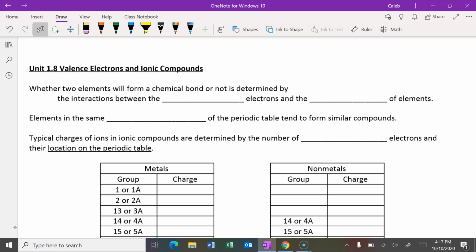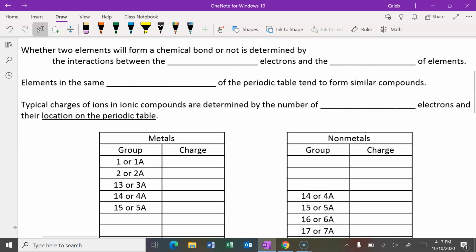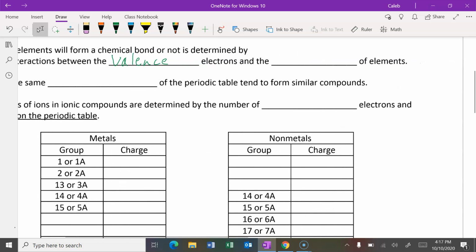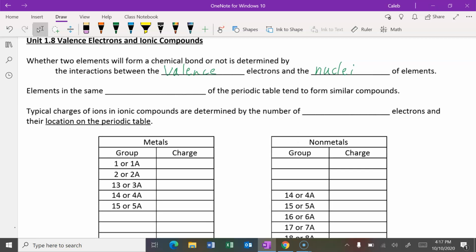Whether two elements will form a chemical compound or not, whether they'll form a chemical bond or not, is determined by the interactions between the valence electrons and the nuclei of elements. Okay, I think that's something that we kind of know. The interaction between the valence electrons and the nuclei of the elements involved tells us whether or not two elements will form a chemical bond. It also determines what type of chemical bond we're going to get.